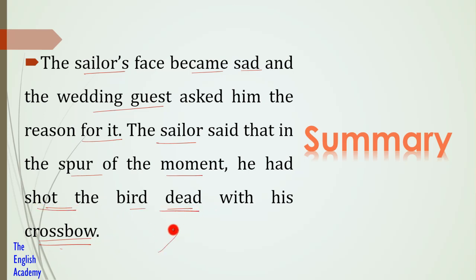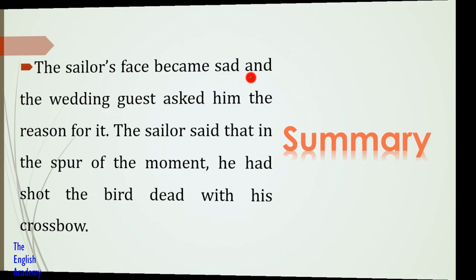So this is the sin which the mariner did and he is now guilty for it. He wants to atone for it and that is why he is telling all this to the wedding guest. So the sailor tells the wedding guest that just in the heat of the moment, without any reason, he took an arrow and shot the albatross dead with his crossbow.